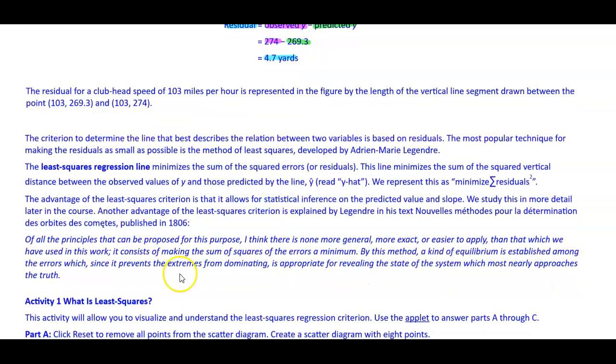Of all the principles that can be proposed for this purpose, I think there is none more general, more exact, or easier to apply than that which we have used in this work. It consists of making the sum of squares of the errors a minimum. By this method, a kind of equilibrium is established among the errors which, since it prevents the extremes from dominating, is appropriate for revealing the state of the system which most nearly approaches the truth.